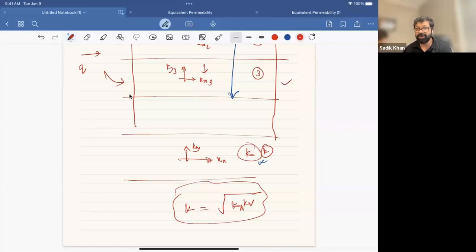Q is your flow. But K is the permeability coefficient, right? K is different. The permeability coefficient, which is different. K is the resistance, basically. K is your resistance.